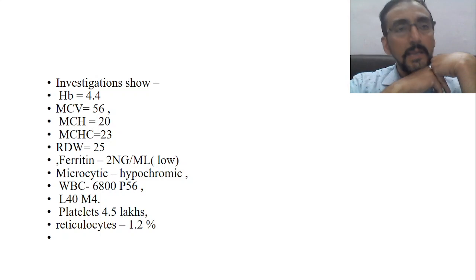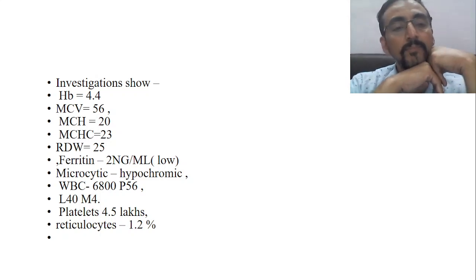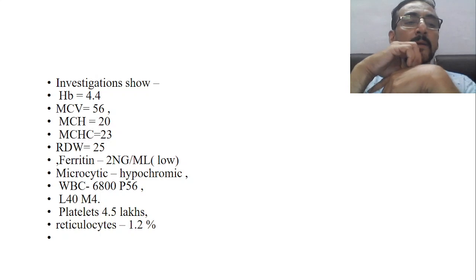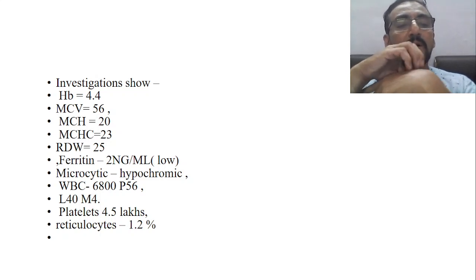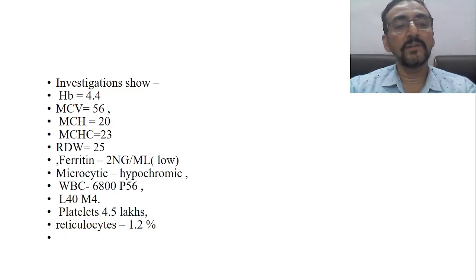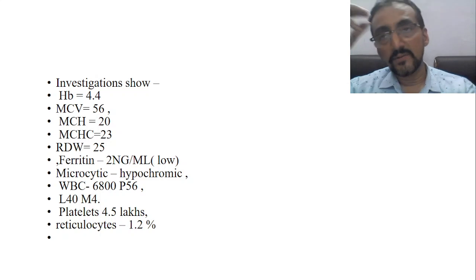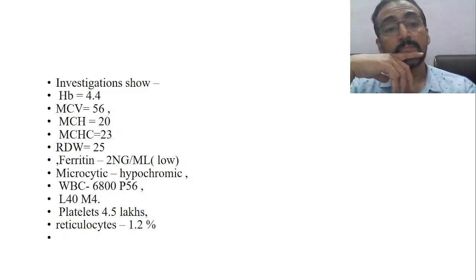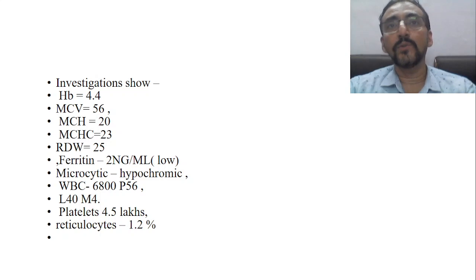And what about the WBC domain? See, you look into the WBC domain, it's almost all normal, isn't it? WBC is 6,800, it's quite normal. Polymorphs 56, lymphocytes 40, monocytes 4, even the platelet is almost near normal, no problem. And what about the reticulocyte? What is the normal reticulocyte count? Yes, reticulocyte is low. Do you know what is the normal reticulocyte count?